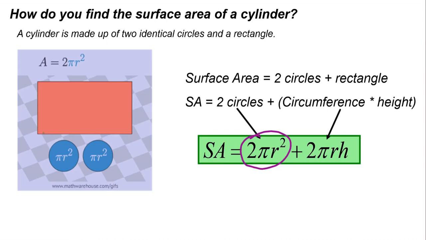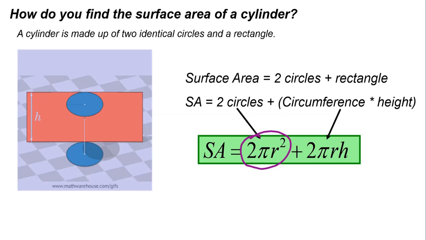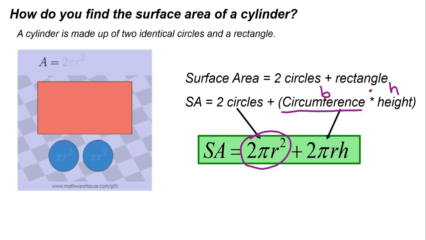Now, the base of this rectangle is the same as the circumference of the circle because it has to wrap around the circle completely. So if you'll watch the animation, you can see how this red rectangle wraps around the circle perfectly. So when you unwrap it, the length or the base of this rectangle is the same as the circumference of the circle. So if we just find the circumference of the circle, we will have the base of the rectangle, and then we multiply that by the height of the rectangle, which is the height of the cylinder.